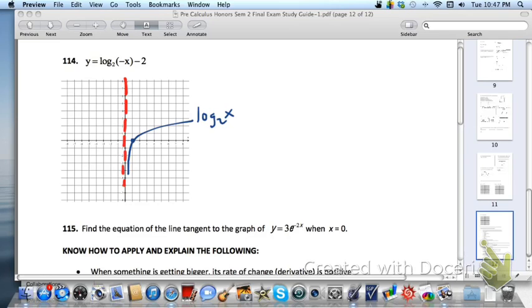Okay. But then when we replace x with the opposite of x, that's a left and right switch. A left and right movement transformation means that we're going to be reflecting this graph over the line x equals 0. The line x equals 0 is the y-axis, so basically all we're doing here is reflecting the blue graph over the red dotted line. So log base 2 of the opposite of x.